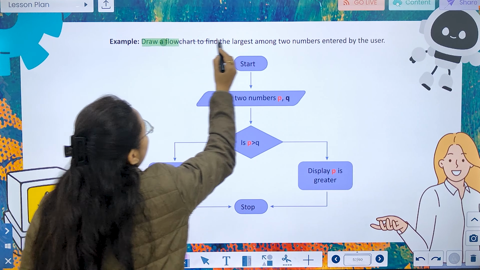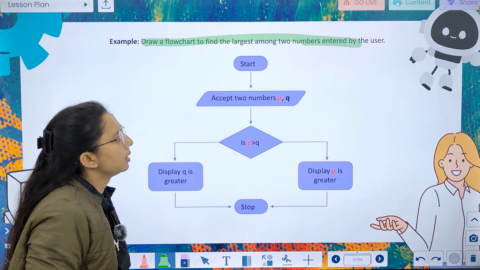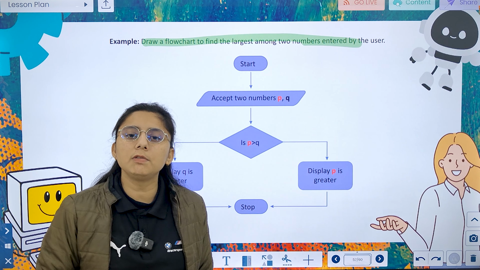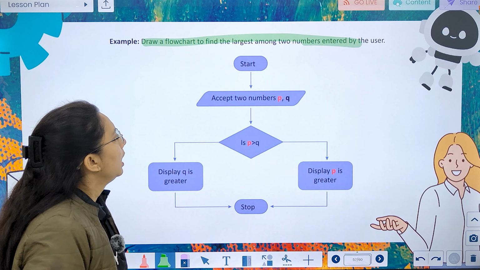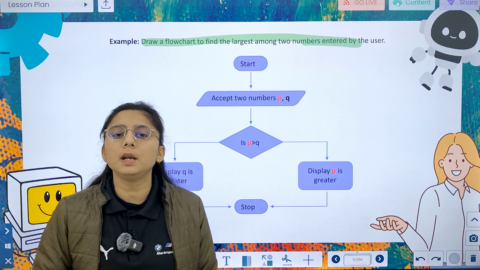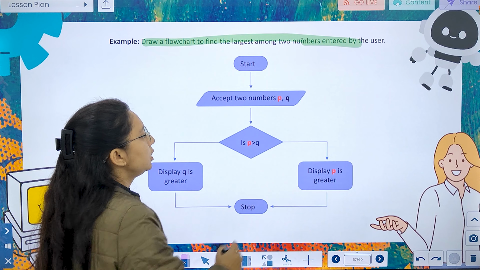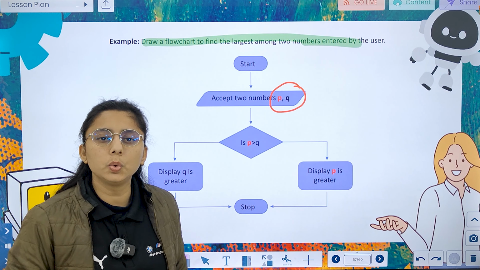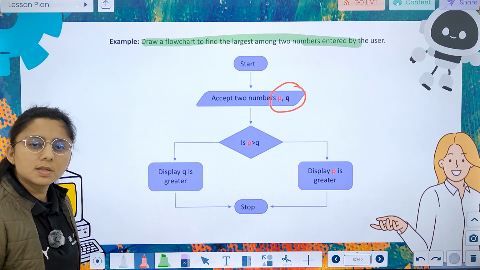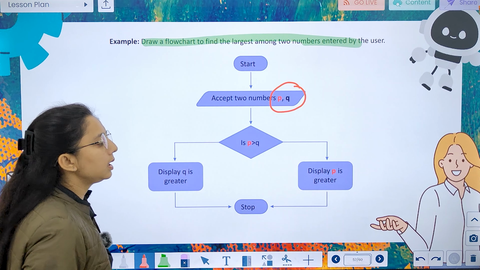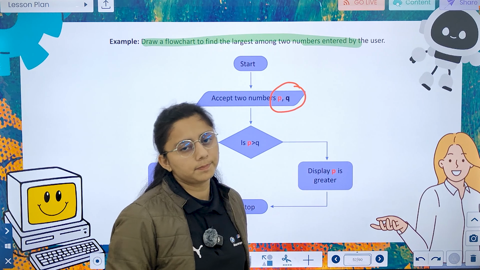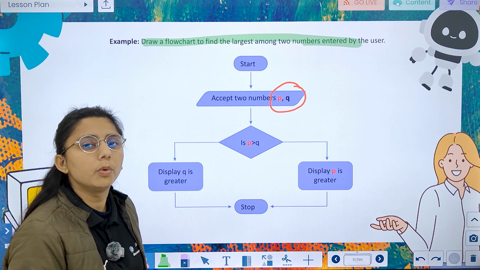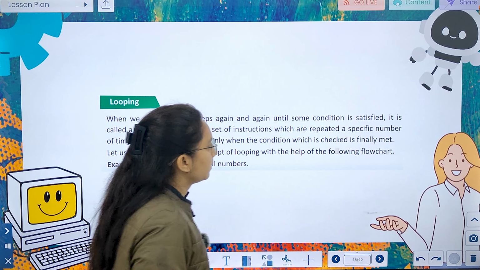Like, draw a flowchart to find the largest among two numbers. Let's start. Accept two numbers, P and Q. Is P greater than Q? Two options are given: display Q is greater, or display P is greater. And then stop, because in this we do not know which is greater or which is smaller.